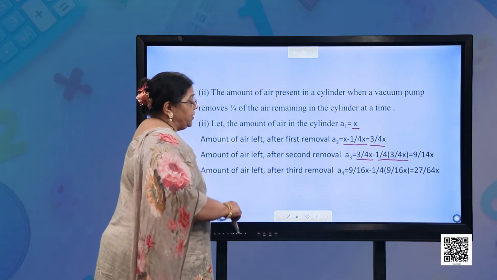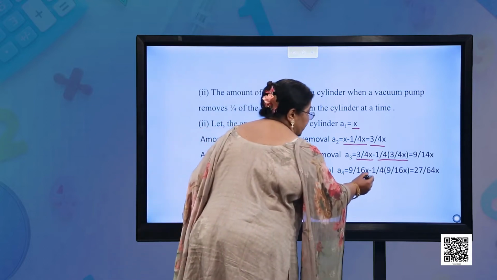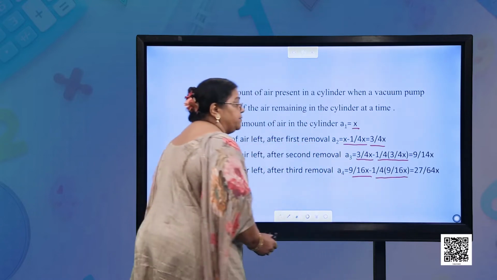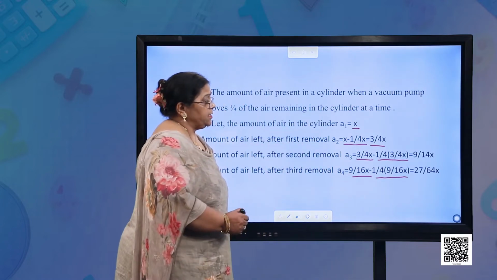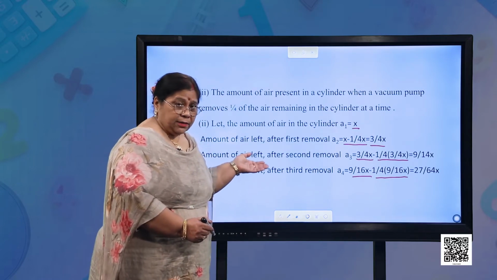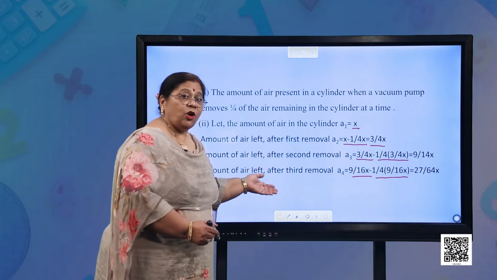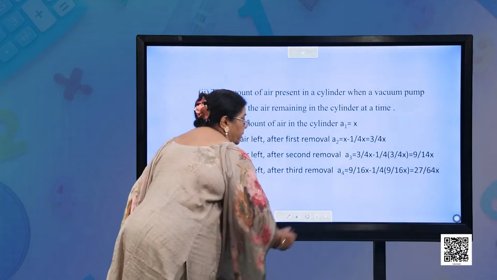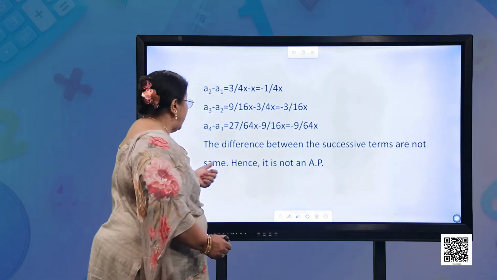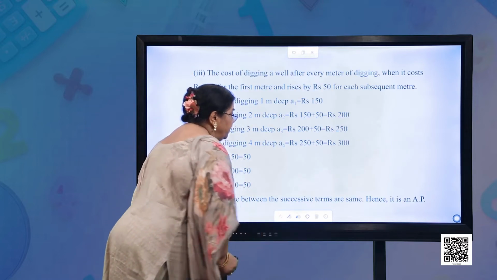Amount of air left after third removal will be A4, that is 9/16 x minus 1/4 of 9/16 x, that gives us 27/64 x. Do you observe? We are not getting the same difference in successive terms. That means it is not forming an AP. You can see here the difference between the successive terms is not the same, hence it is not an AP. Let us see the next one.